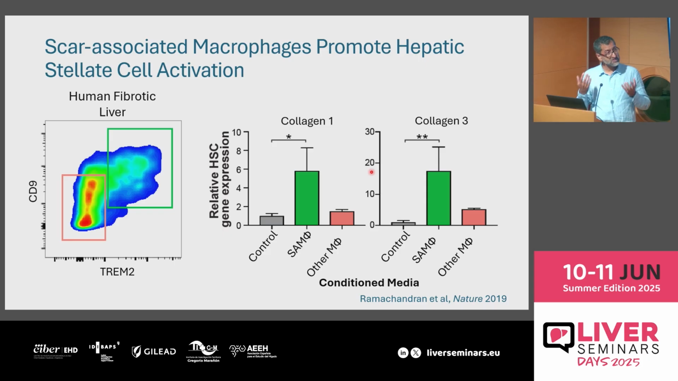And the beauty of having the single cell data is that we can have markers that allow us to isolate these cells. So if we isolate TREM2 positive, CD9 positive macrophages from fibrotic human liver, and we culture them with hepatic stellate cells, what we find is these macrophages promote stellate cell activation.